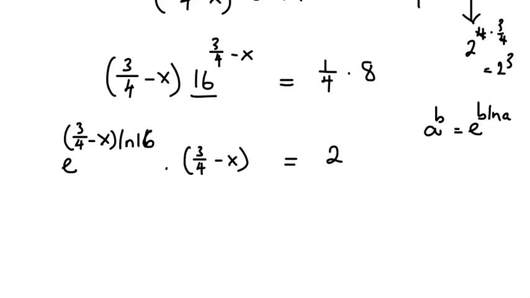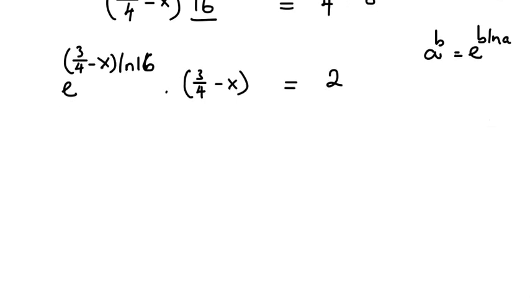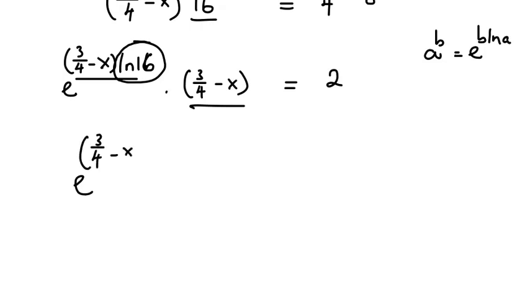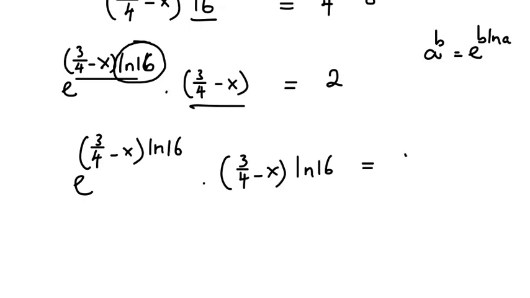Now what are we going to do next? We need to make the power of e here equal with this expression in the bracket here. So the only slight difference here is this natural log of 16. So we're going to multiply both sides by the natural log of 16 and let us see what happens. So we have here e to the power of 3 over 4 minus x multiplied by the natural log of 16 times 3 over 4 minus x multiplied by the natural log of 16. This will be equal to 2 multiplied by the natural log of 16.